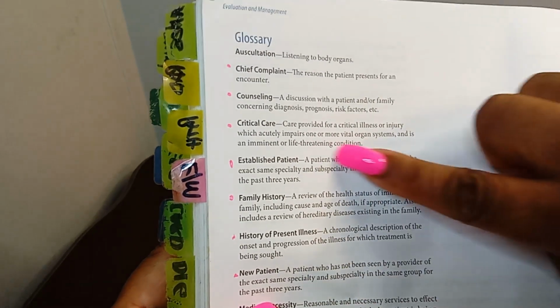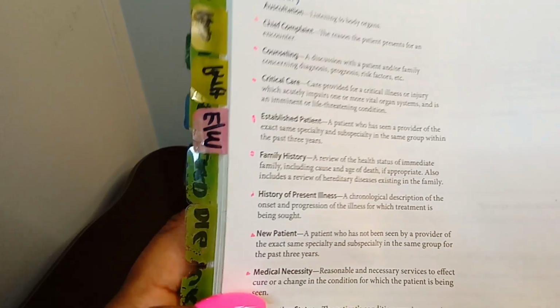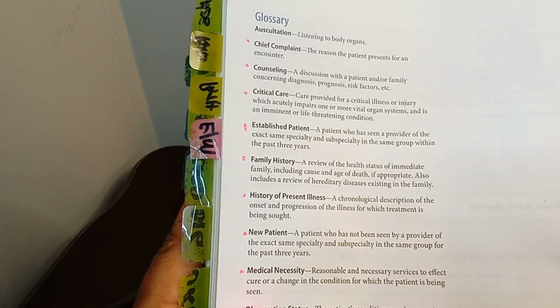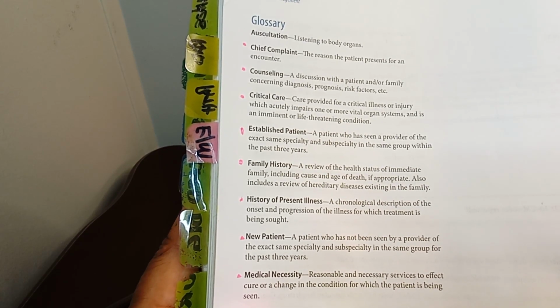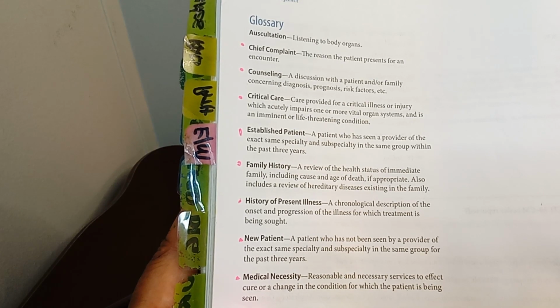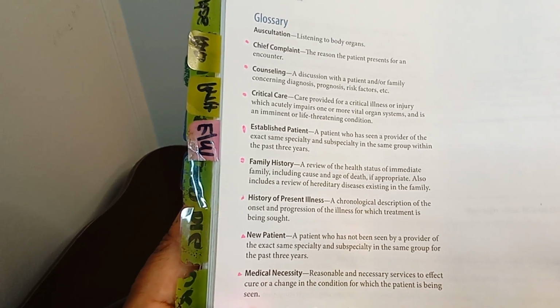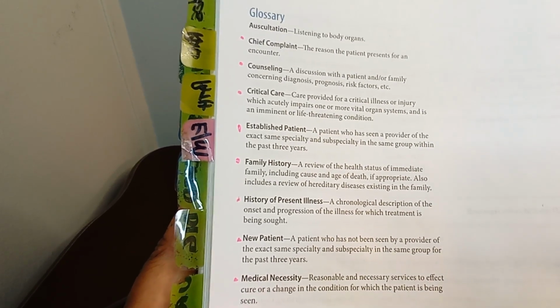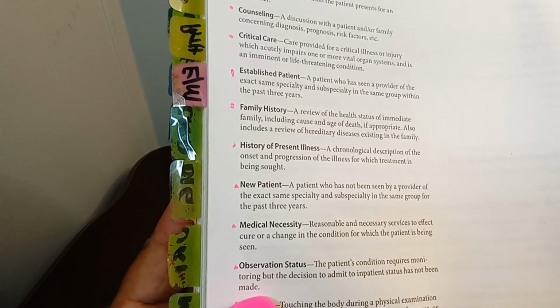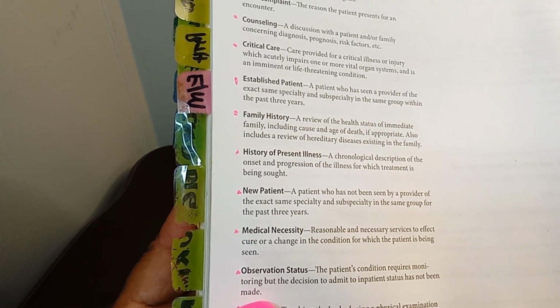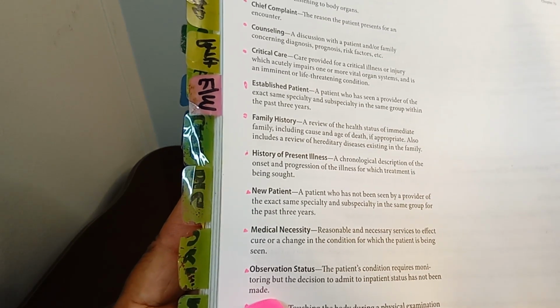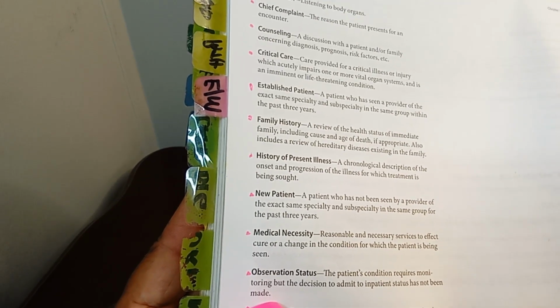New patient. You have your established patient up here, and now you have your new patient down here. Medical necessity: you have necessary and you have necessity, so you need to know the difference between necessity versus necessary. I get my words tied up, but you understand. Observation status: when they go into the emergency room and they put them in observation status, very important. You need to know all of those things.